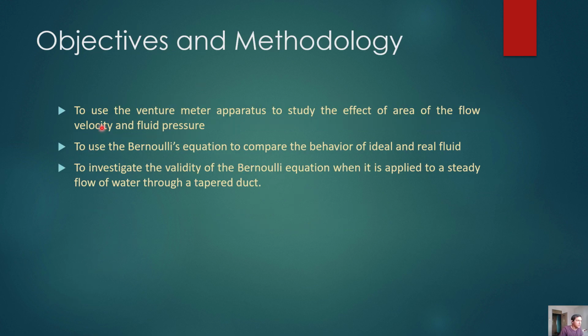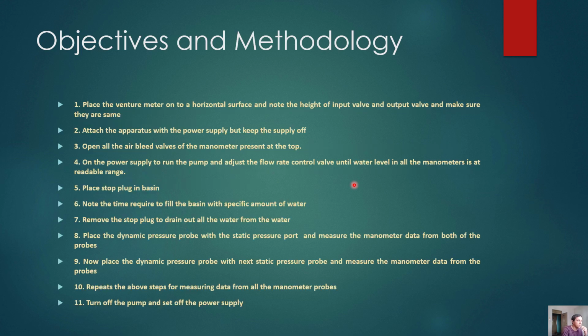Objectives and methodology. So what are our objectives? First one is to use the venturimeter apparatus to study the effect of area of the flow on velocity and pressure, to use Bernoulli's equation to compare the behavior of ideal and real fluid, and to investigate the validity of Bernoulli's equation when it is applied to a steady flow.